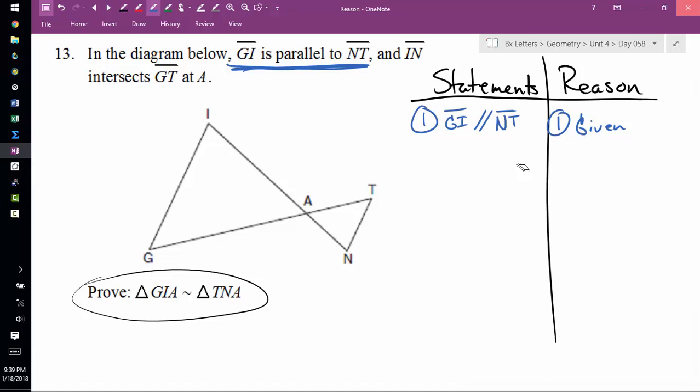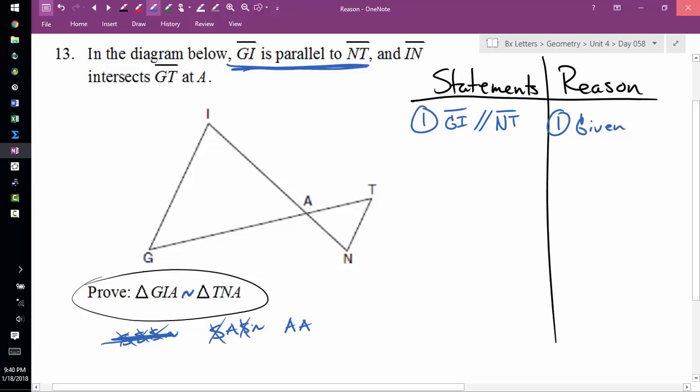And I'm going to recall that to prove triangles are similar, my three methods are side, side, side, side, angle, side, and then angle, angle. And if you look at the diagram, they don't tell me anything about the sides. So that won't be a valid method. And nor is side, angle, side, because I know nothing about the sides. This is going to have to be an angle, angle problem.